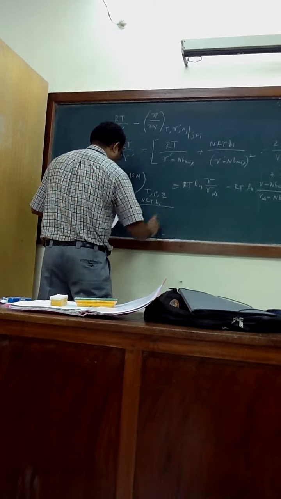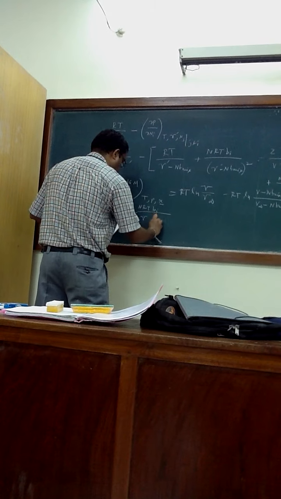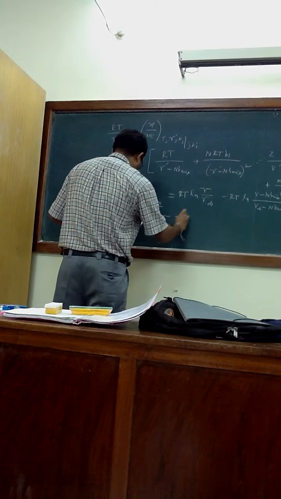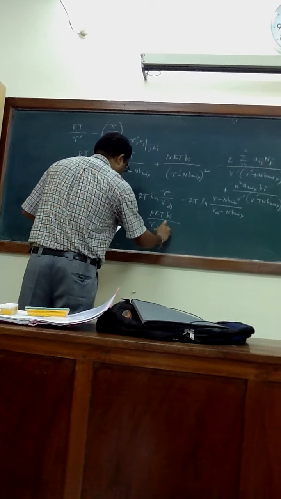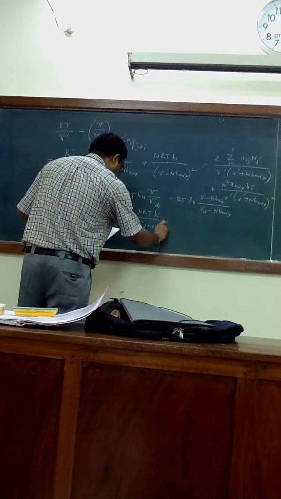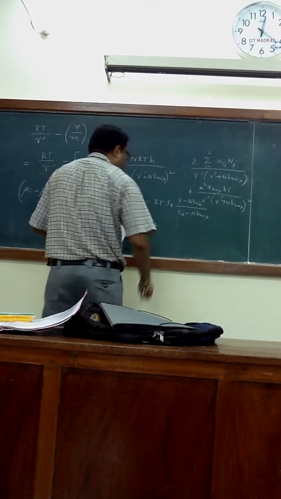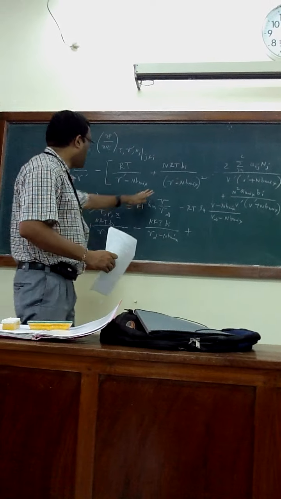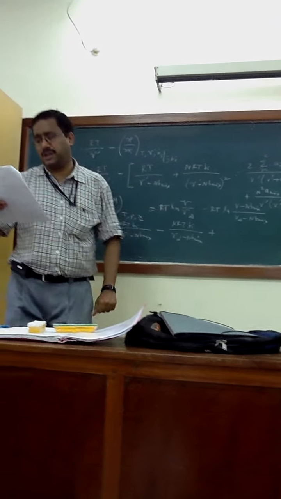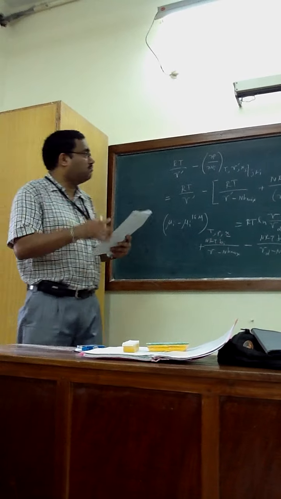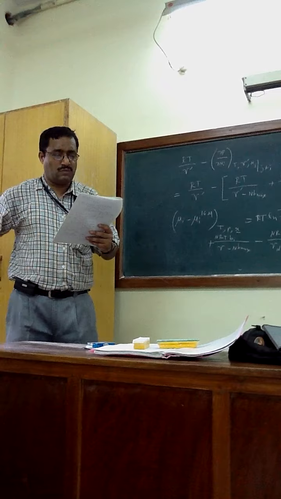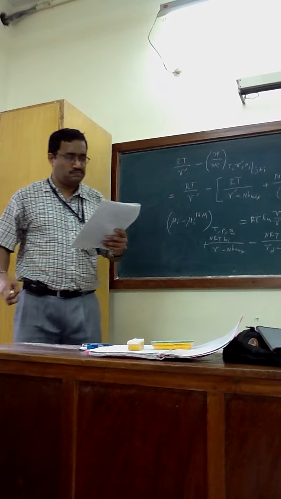Next, nRT Vi by V minus NB mix. Similarly, minus nRT Vi by V infinity minus NB mix. Okay. Next. We have covered up to 3 terms. Another 2 more terms are there. What is that? The fourth term. What will happen?